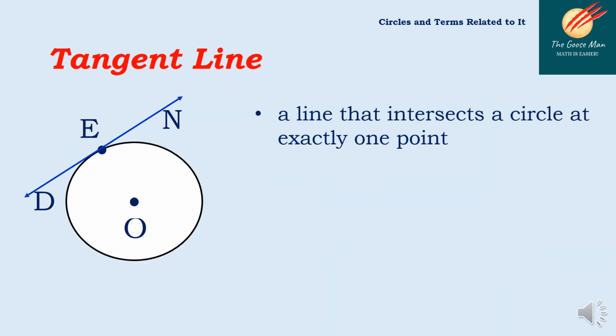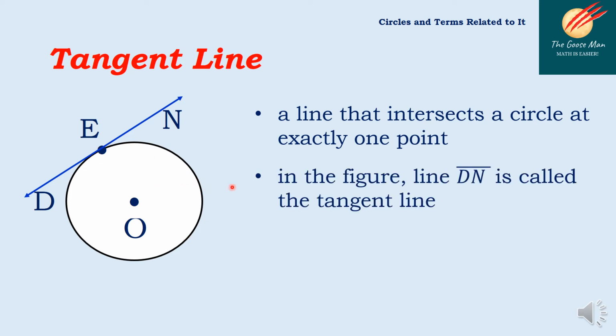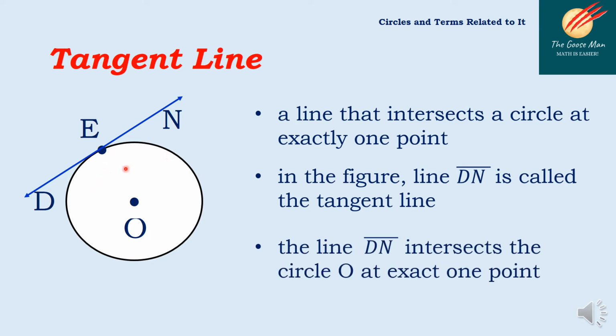The next one is what we call the tangent line. From the figure again, we have circle O. This is a line that intersects a circle at exactly one point. We have line DN that intersects the circle O at point E. In the figure, DN is called the tangent line, and the line DN intersects the circle O at exactly one point, and that point is point E.